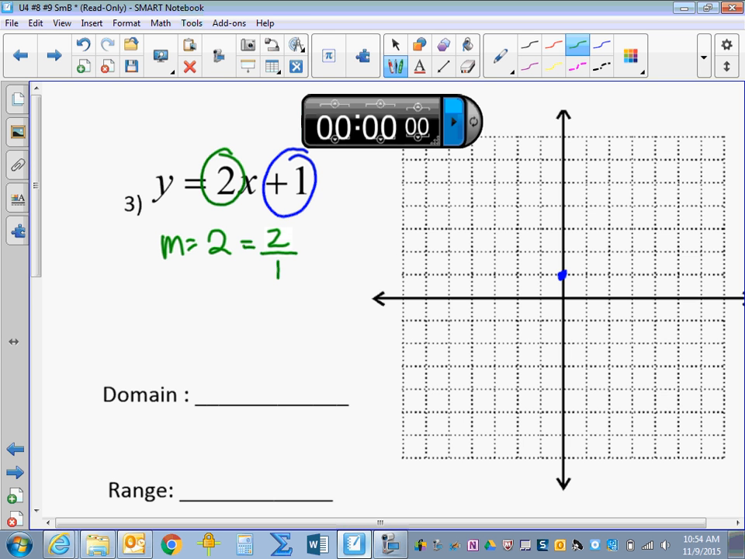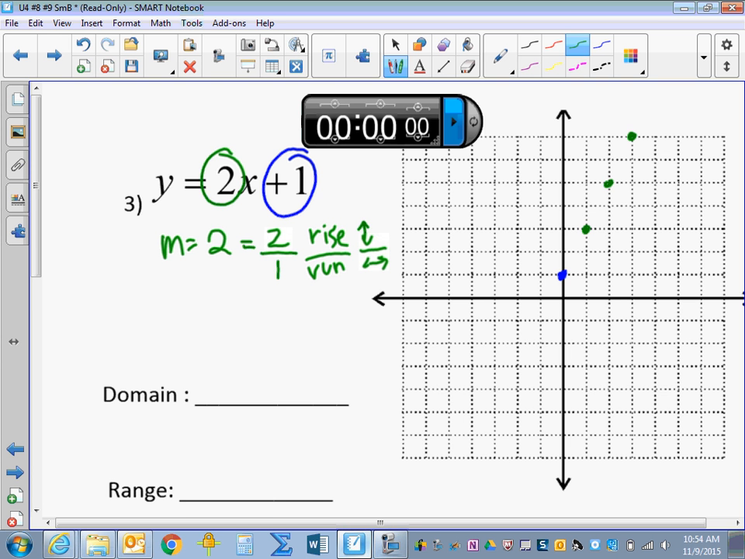So I saw a lot of you had the right idea, but you made 2 your run. You went left and right. We want to go rise over run. Remember, you have to rise up out of bed before you can go running. So rise is up or down. Run is left or right. So I go up 2 and to the right 1. Up 2 to the right 1.